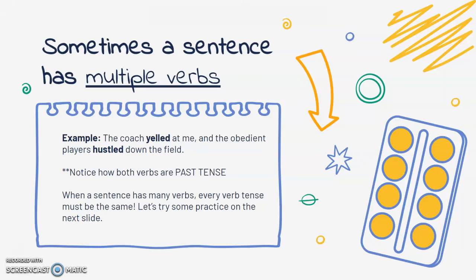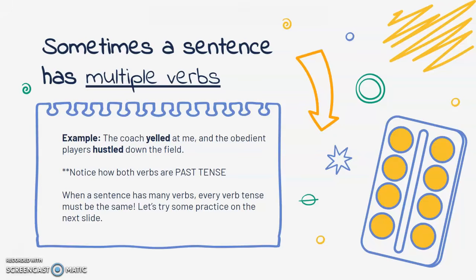So sometimes a sentence has multiple verbs. These are called complex or compound sentences, where they have multiple verbs, multiple subjects, all mixed into one. The example I have for you on the screen is: the coach yelled, to yell is a verb, at me, and the obedient players hustled, hustle is also a verb, down the field. Notice how both verbs are in past tense.